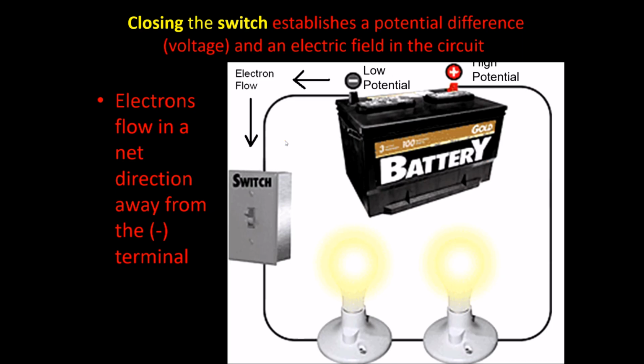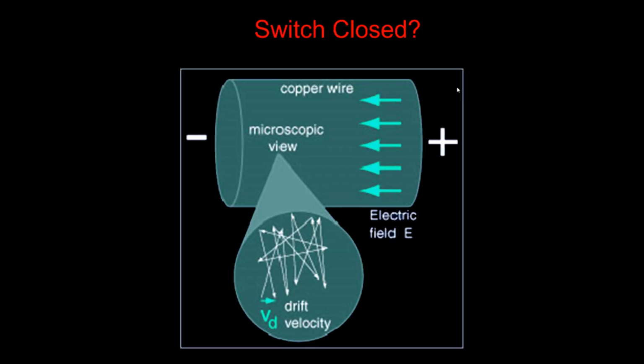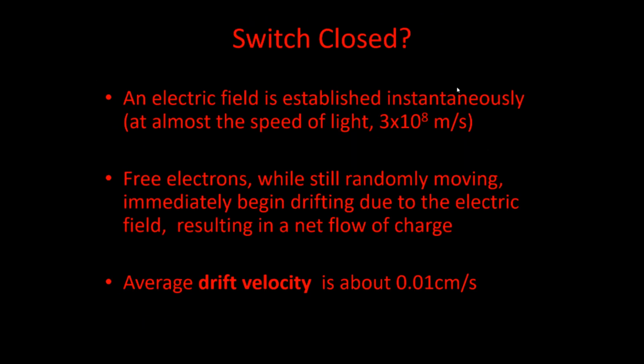So when we close the switch of a circuit, we establish a potential difference and an electrical field in that circuit, and that causes electrons to flow away from the negative terminal and come over to the positive terminal. As I said, when we switch our system on, we establish an electric field which propagates at about the speed of light, 3 times 10 to the 8 meters per second. Free electrons might still drift around, but generally all of our electrons are going the right direction.